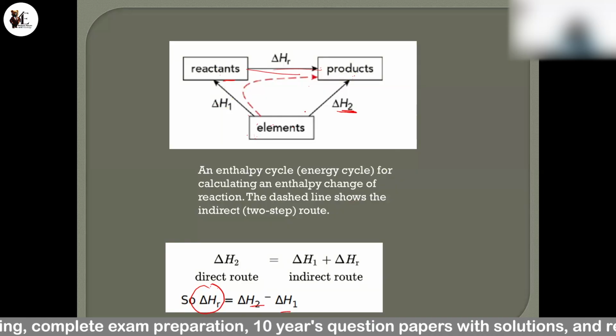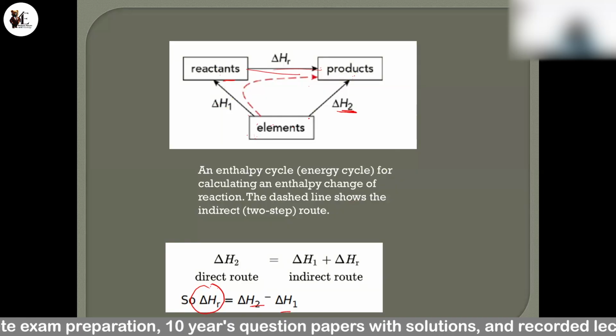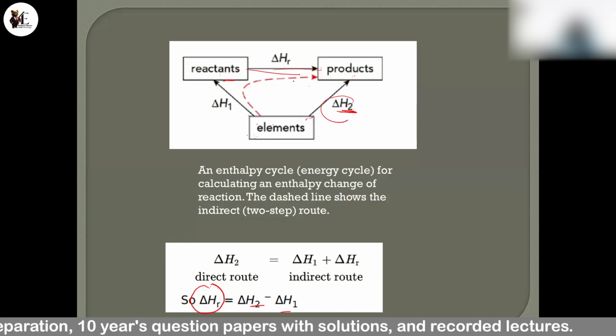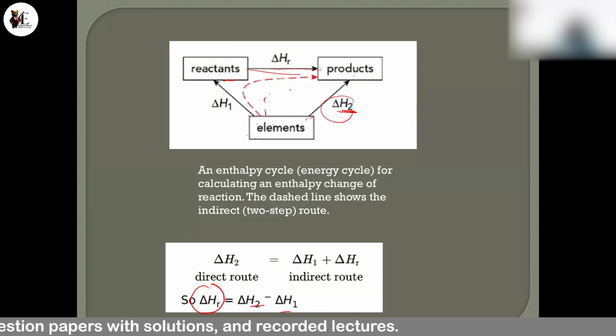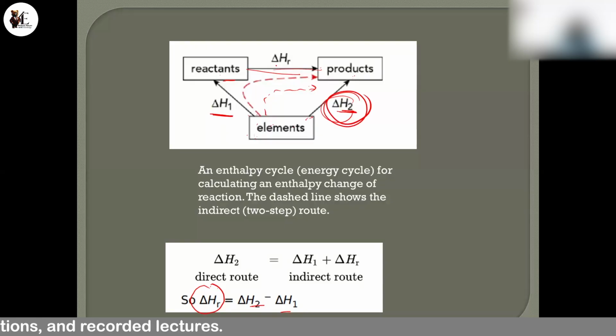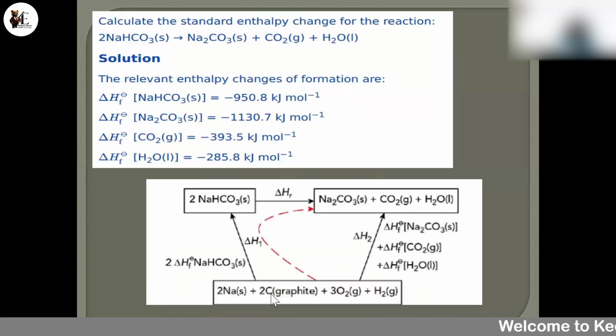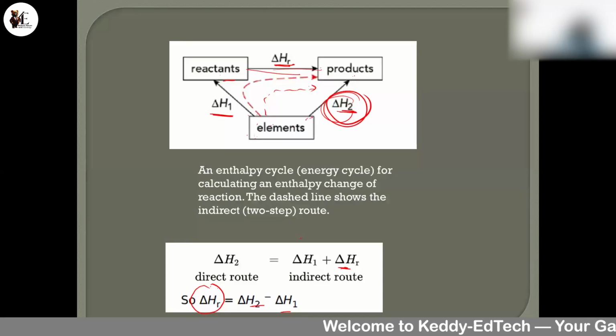Okay, so here you can match that the direct route enthalpy from elements to products, without going into reactants, is equal to your indirect route. This dashed line represents the indirect route. That means delta H2 is equal to delta H1 plus delta HR. So from this you can calculate the value of delta HR, which comes out to be delta H2 minus delta H1. So write this down and we'll do a numerical.